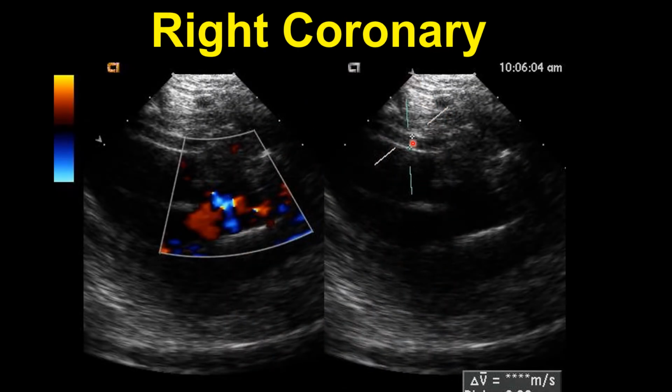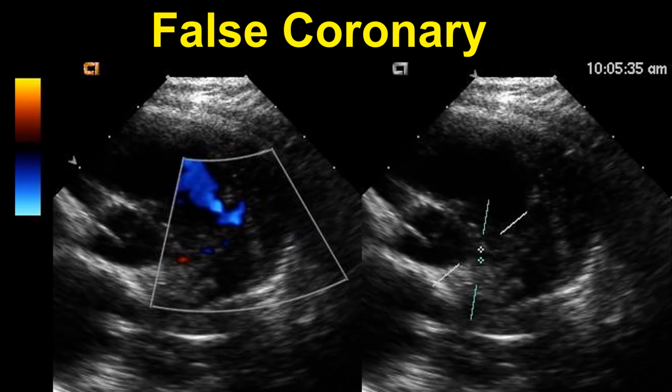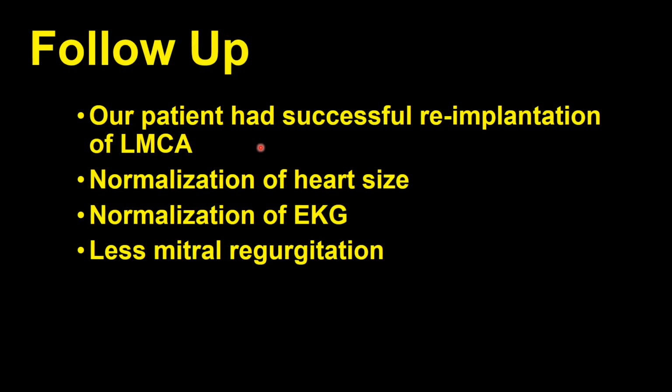So again, we can measure the right coronary, and I just like to show people how we can make a false coronary, very convincing. I can even see color blood flow coming through it. So please avoid these false coronaries. So at follow-up, our patient had a successful reimplantation of the left main coronary artery. We see normalization of heart size, normalization of the EKG, and yes, even the mitral valve is recovering. We see less mitral regurgitation.